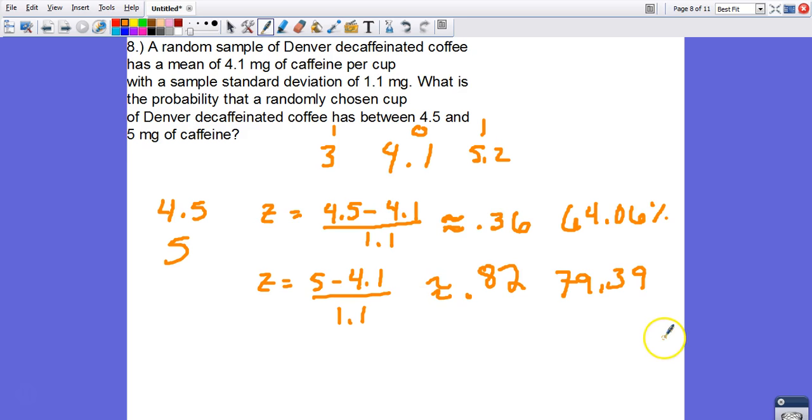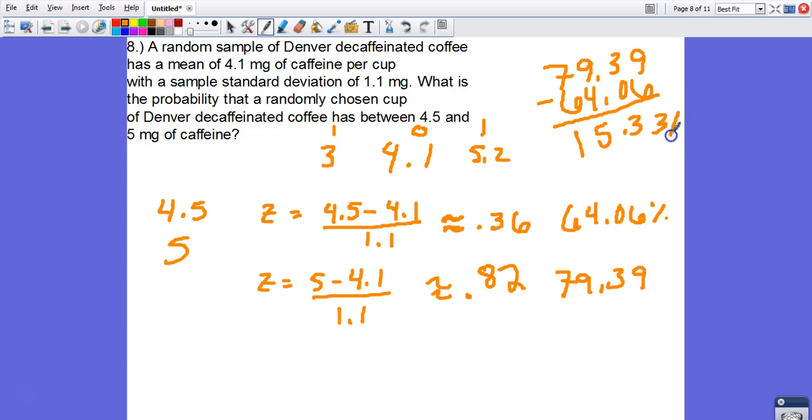So what is the difference? How many numbers are in between 64.06 and 79.39? Let's do it the old-fashioned way. 64.06, 15.33%. Final answer, 15.33% of those coffees are going to fall between 4.5 and 5 milligrams of caffeine.